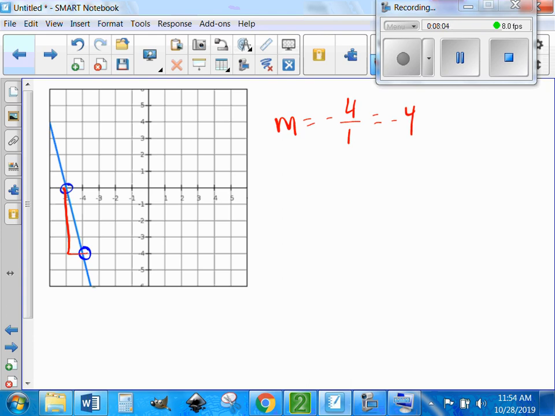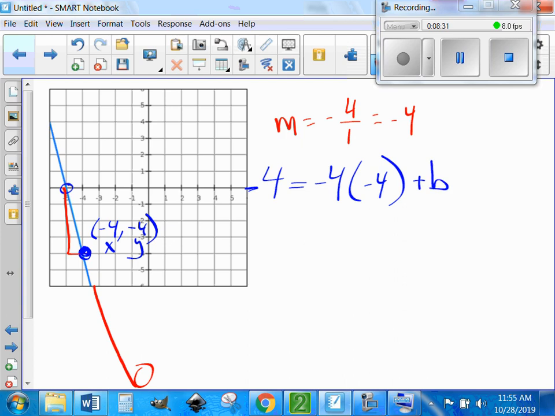Now for our y-intercept, clearly we can't see it here. It's going to be somewhere way down there. So this is where we'll calculate the y-intercept by writing down one of these points. Maybe this point here, which is (-4, -4). We can use this x and y to then calculate b. So I'm going to use that point and say y equals mx plus b. The m is negative 4. The x and y are both negative 4. So now we have negative 4 equals positive 16 plus b. Move the 16 over. So negative 20 is b.